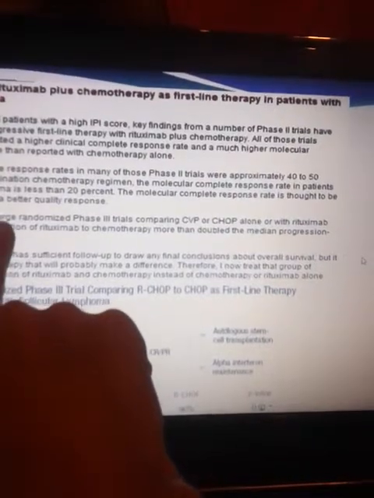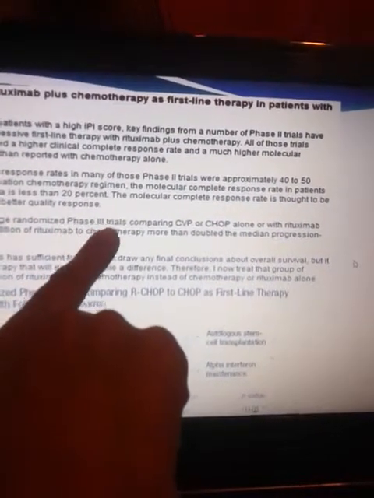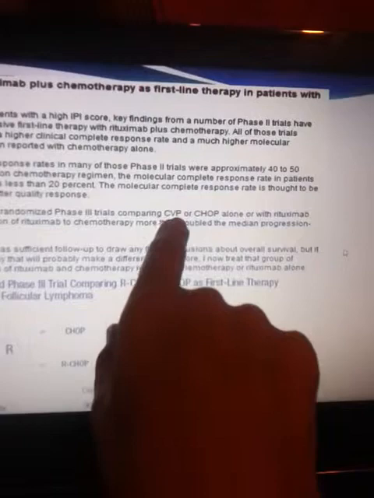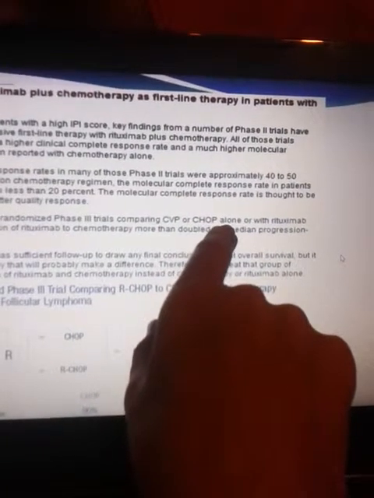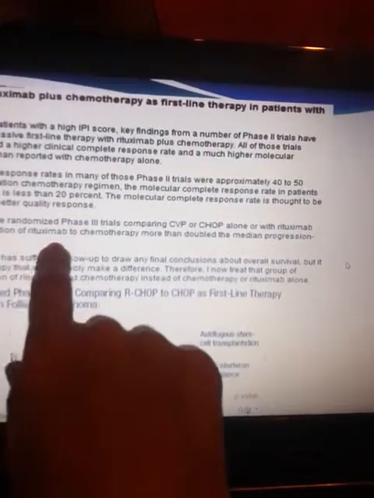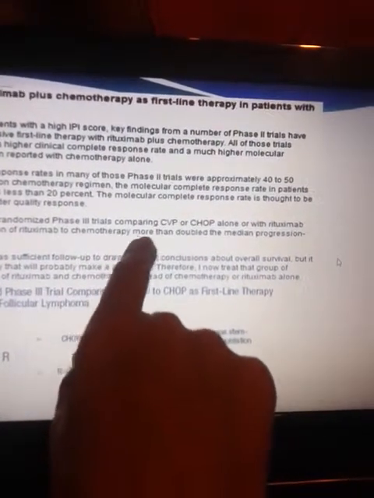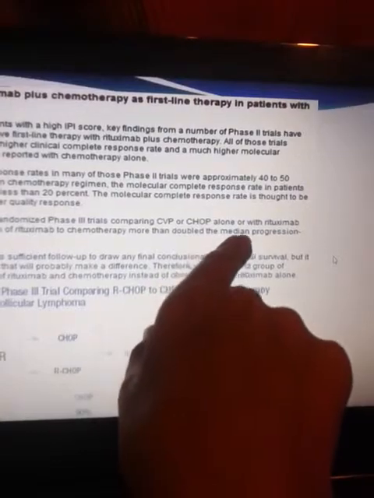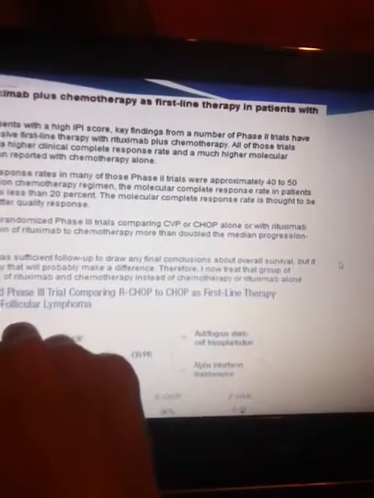Recent data from 2 large randomized phase 3 trials comparing CVP or CHOP alone or with rituximab demonstrate that the addition of rituximab to chemotherapy more than doubled the median progression-free survival.